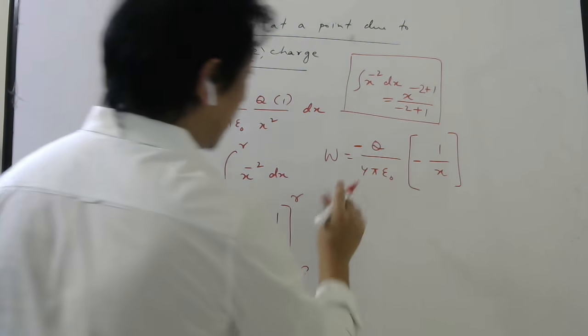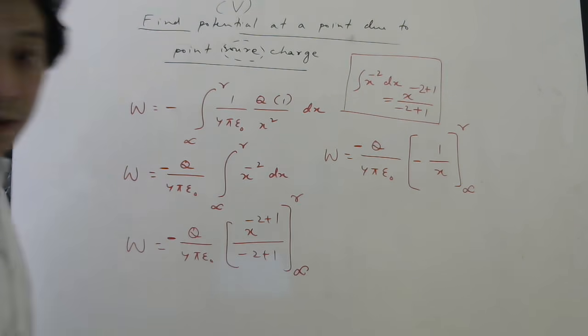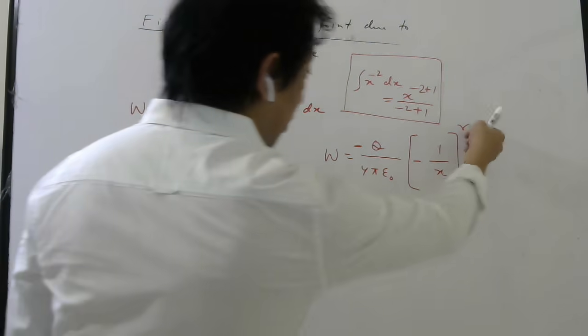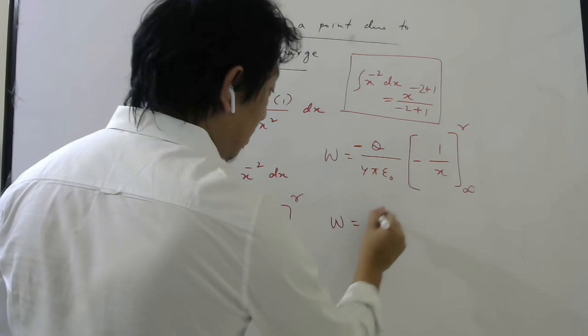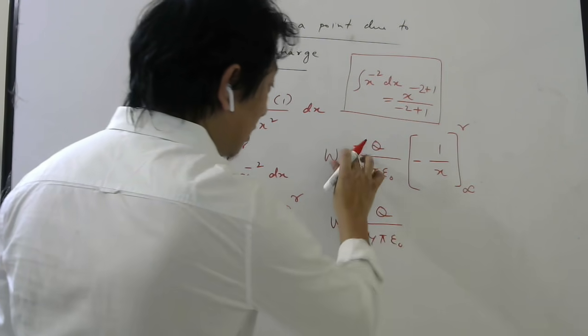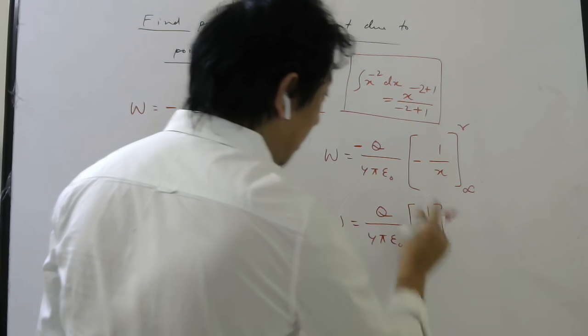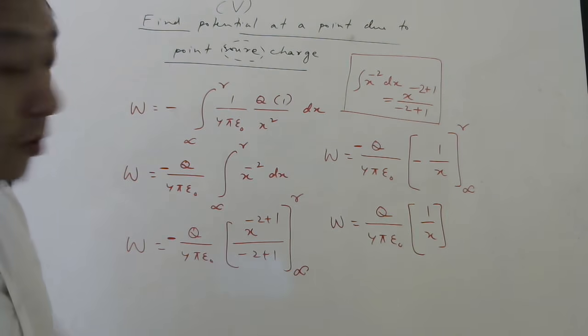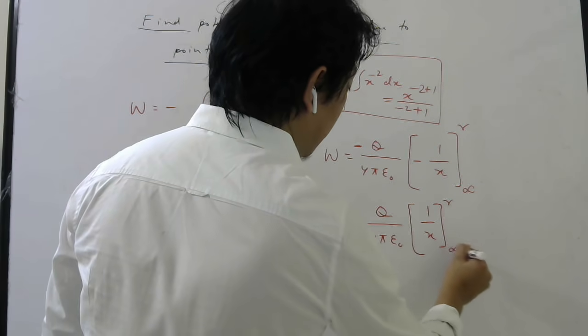So I can write here, now upper limit is r, lower limit is infinity. Okay, you can substitute the upper limit now, or you can take the minus sign outside. It will be easier. So if you take the minus sign outside, then this minus will become plus. Then you will have inside the bracket only 1 by x, because I took the minus sign outside. Then r here, infinity here.